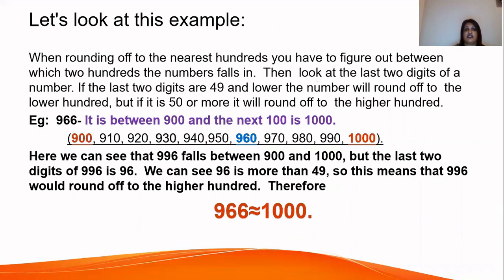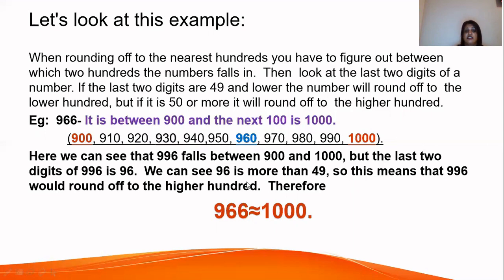Now, let's look again. When we're rounding off to the nearest 100, 49 or less goes to the lower 100. 50 or more to the higher 100. Remember that always. Now, 966 falls between 900 and 1,000. So, where does 960 fall? It falls after 950. So, my last two digits of 960 is 60. And it's greater than 50. So, what I'm going to do is I'm going to round it up to the nearest 1,000. So, 960 is greater than 49. So, I'm going to round it up to 1,000.